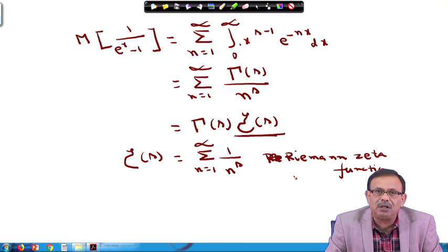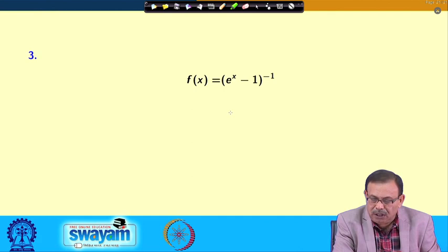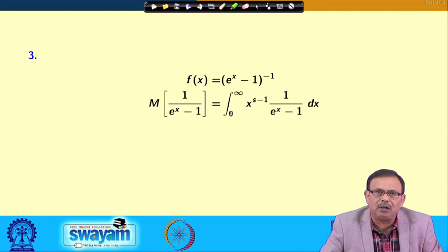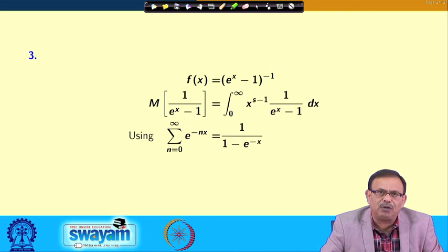So, if I see over here, your f x is this thing. So, the Mellin transform of 1 by e power x minus 1 equals the integral from 0 to infinity of x to the power s minus 1 into 1 by e power x minus 1 dx. Now, we are using this series that 1 by 1 minus e power minus x equals summation n equals 0 to infinity e power minus n x. And this we can rewrite as n equals 1 to infinity, this 1 will be cancelled over there. So, summation n equals 1 to infinity e power minus n x is equal to 1 by e power x minus 1. Simply by adding 1 on this side and subtracting, I will obtain this. So, once I am getting this, 1 by e power x minus 1 is summation n equals 1 to infinity e power minus n x.